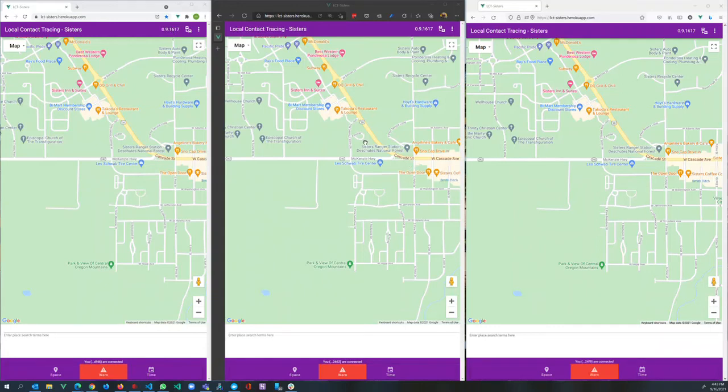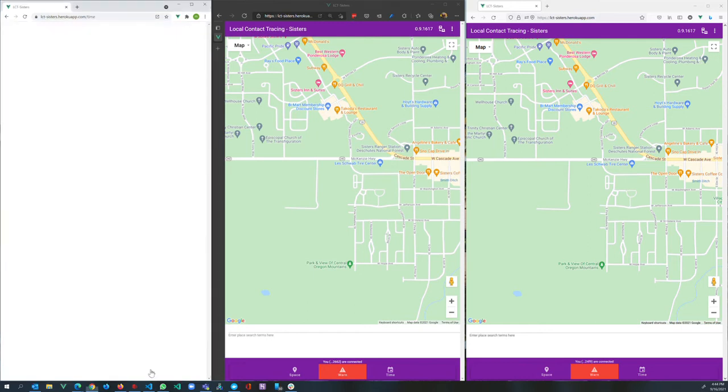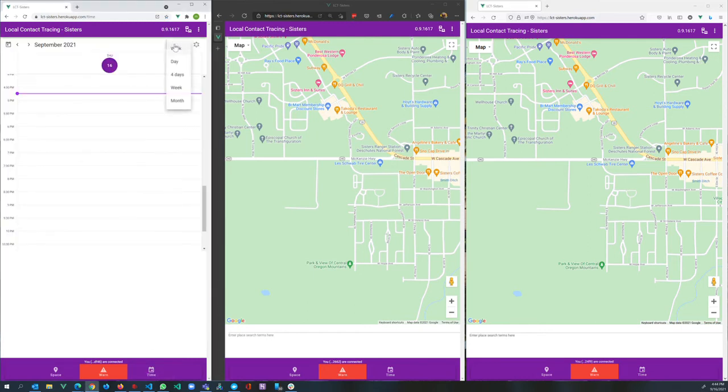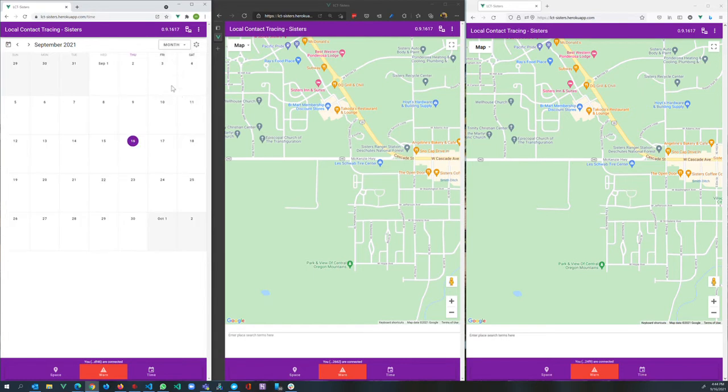Hi, this is your first introduction to local contact tracing here in Sisters, Oregon. We're starting this test with 3 different users with 3 different browsers, and they are in a pristine state. There are no places they've selected in the past. There's no times that they have registered any events. Everything is nice and clean.